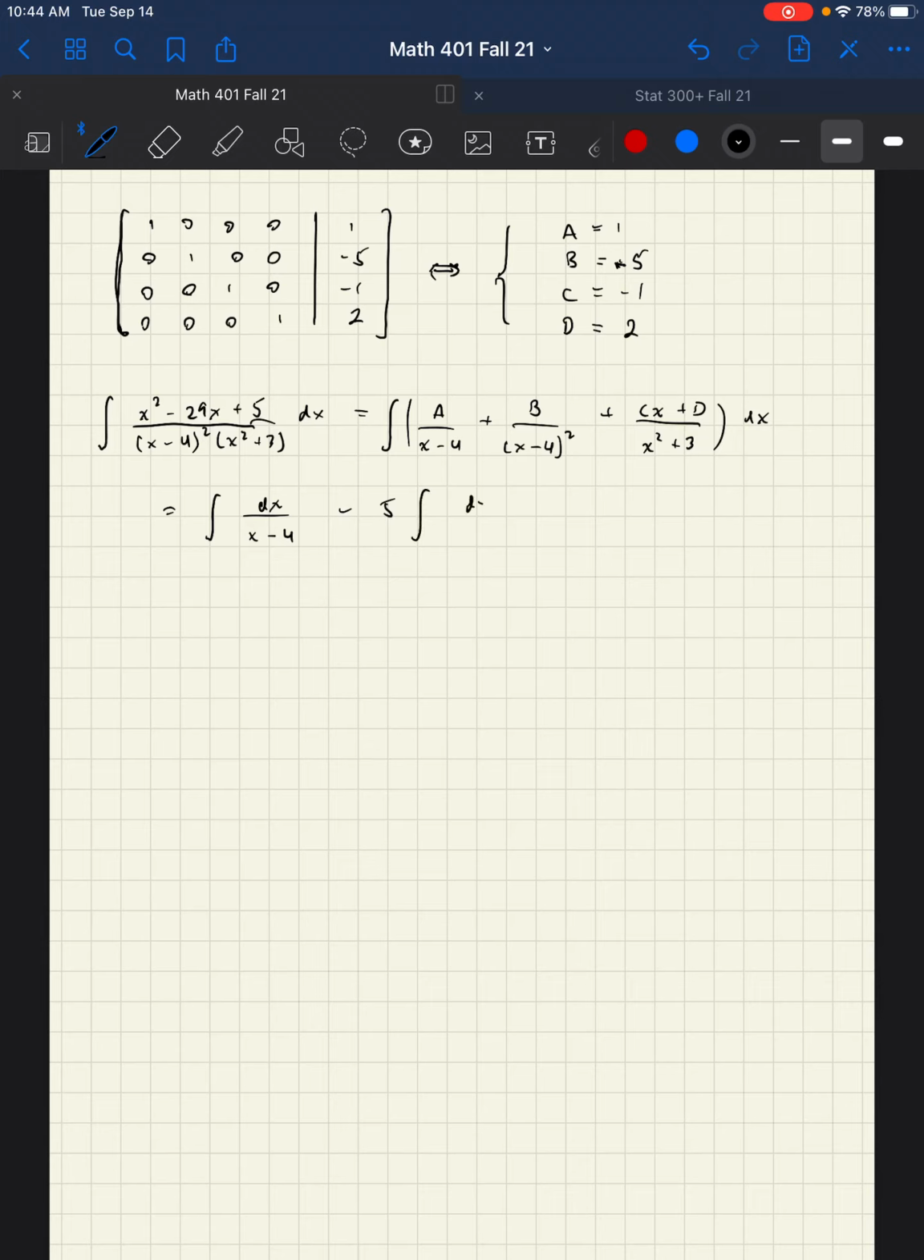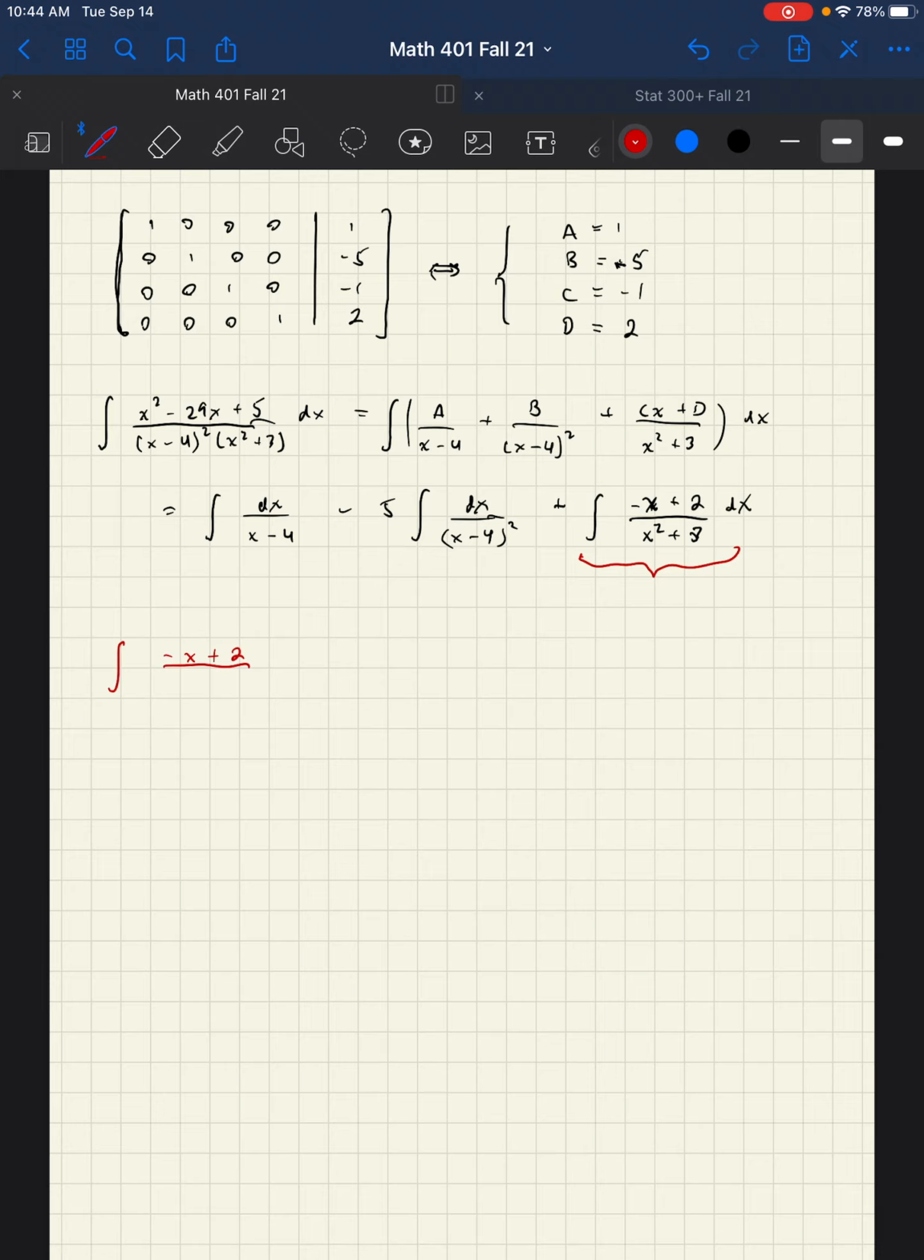B is negative 5, so minus 5 integral of dx over (x minus 4) squared. And then plus the integral. This one's different. This could be the integral of (negative x plus 2) over (x squared plus 3) dx. So I'm going to set this piece apart, because the rest of it we already know how to handle. It's this piece that we need to handle, so I'm going to do this in a separate step.